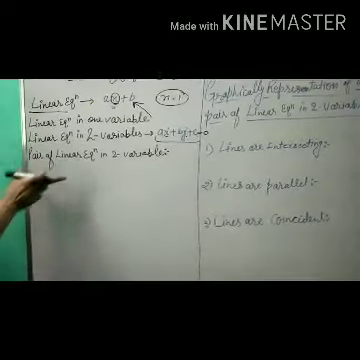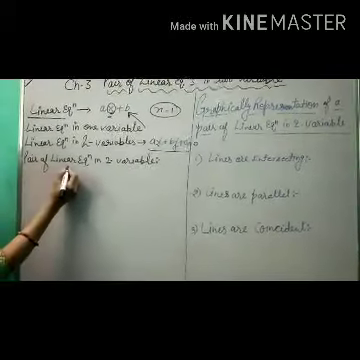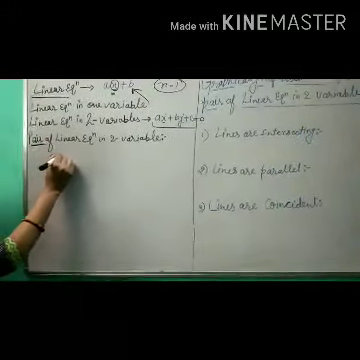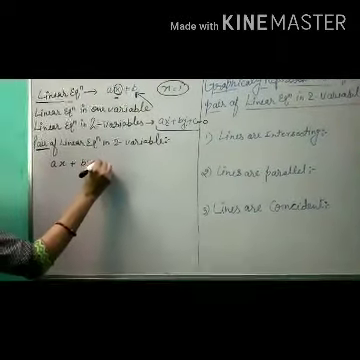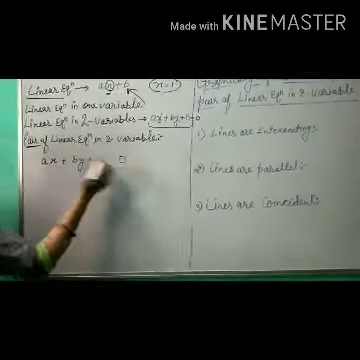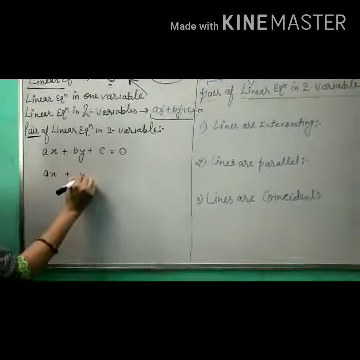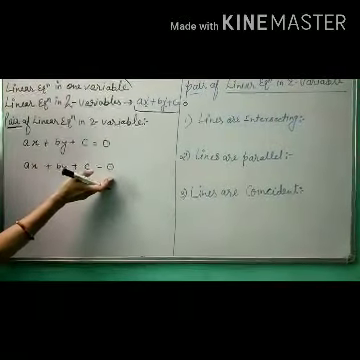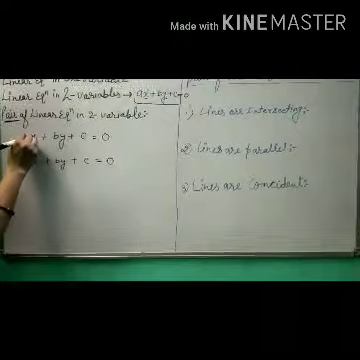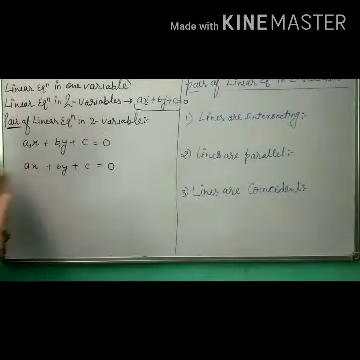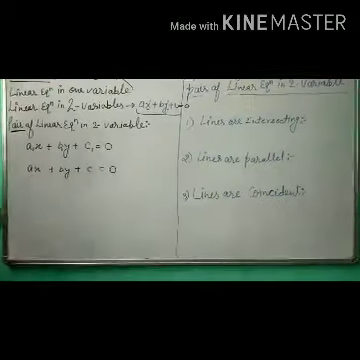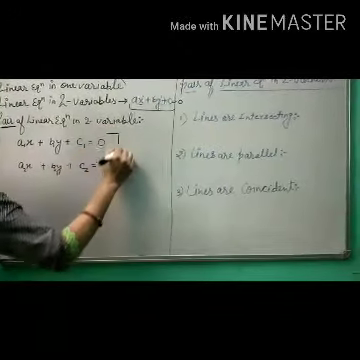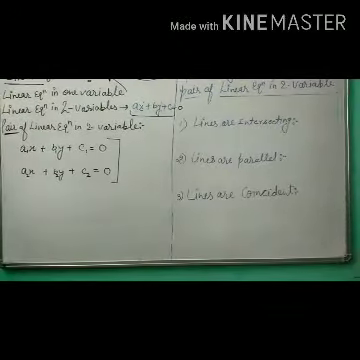Now come to our topic, pair of linear equations in two variables. Pair means two. So one equation we have is a x plus b y plus c is equal to 0, and the next equation is also a x plus b y plus c is equal to 0. Both the equations look the same. So how will we differentiate between these two equations? We will write a1 x plus b1 y plus c1 is equal to 0, and a2 x plus b2 y plus c2 is equal to 0. So this pair is called a pair of linear equations in two variables.